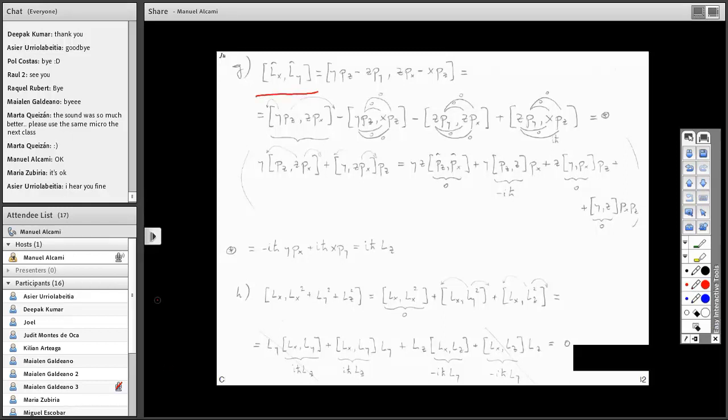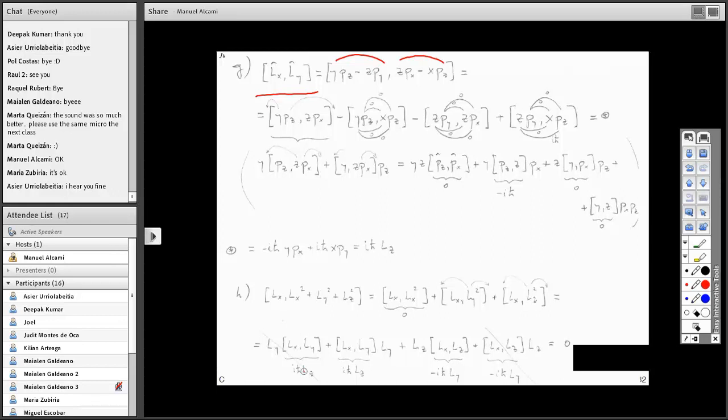Commutator of Lx and Ly. We take the definition, the expression of the operators Lx and Ly, which we showed in a previous slide in last class. This is Lx and this is Ly.